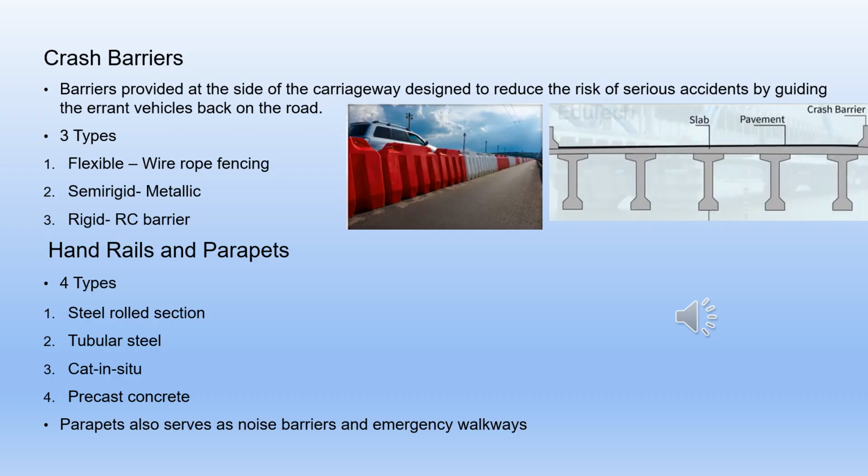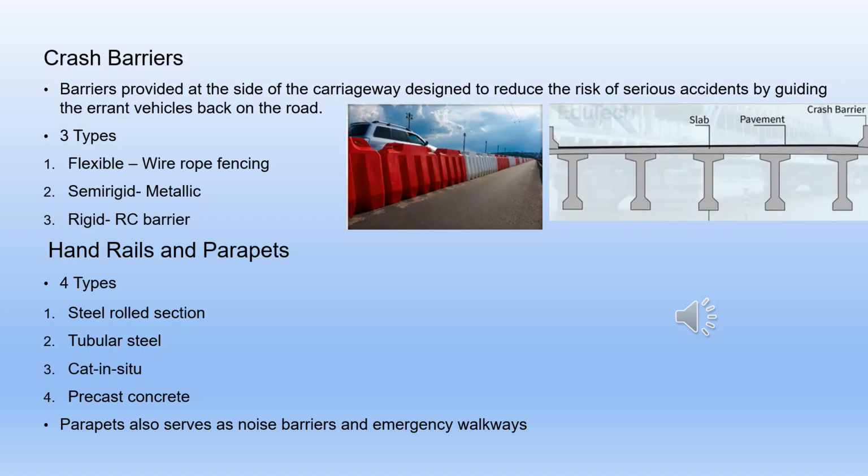Semi-rigid barriers offer the required resistance to errant vehicles by deflection of the longitudinal member to an acceptable limit. Example: metal beam crash barriers. Rigid barriers do not deflect on impact and hence take the full severity of impact. Example: reinforced concrete crash barrier.